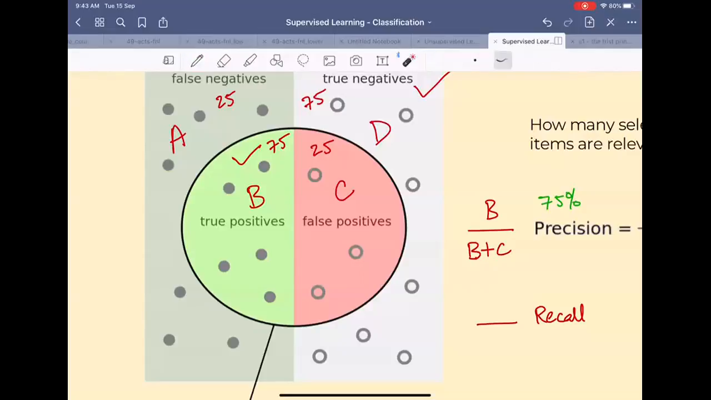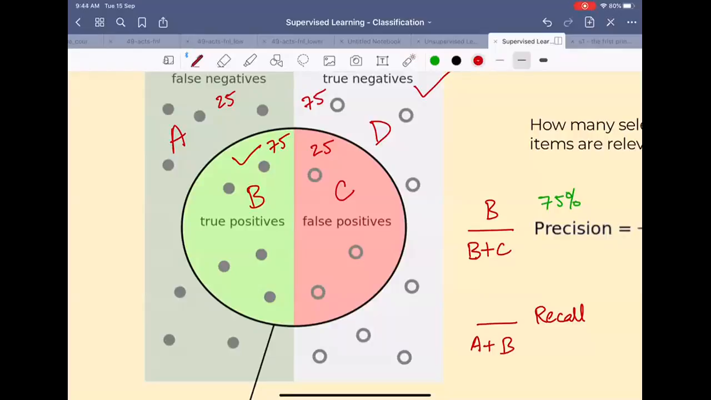You see, this vertical line divides my sample space into two parts. Everything to the left of the line are people who have survived. Everything to the right of the line are people who have not survived. To the left of the line, we have sections A and B. So I asked, what are all the people who have survived? The denominator will be A plus B.